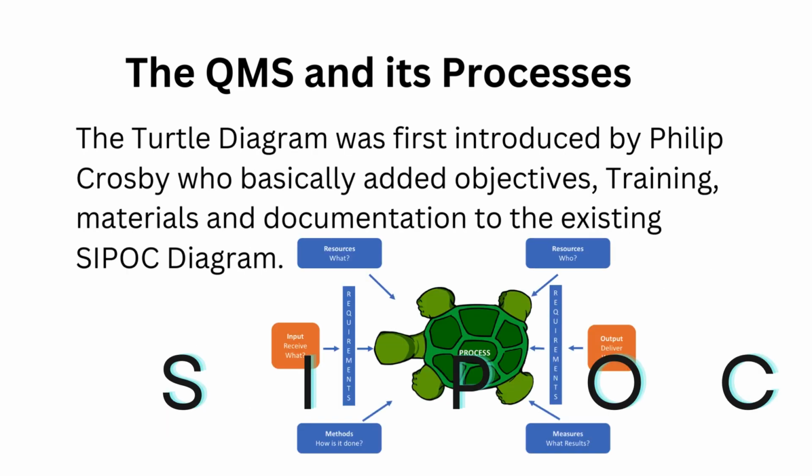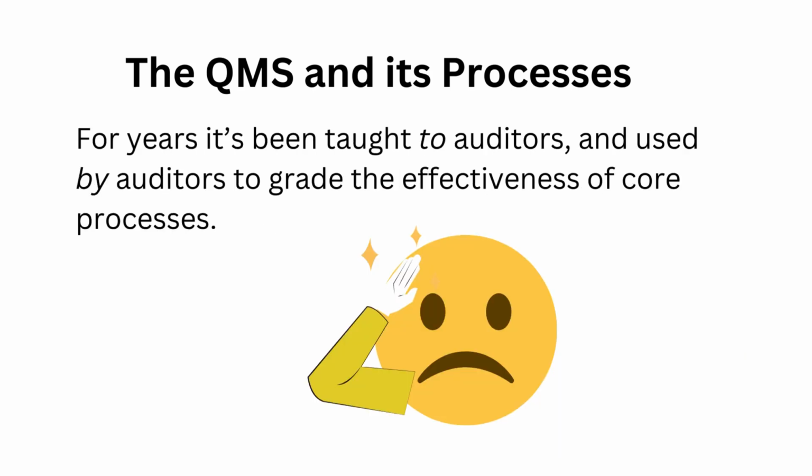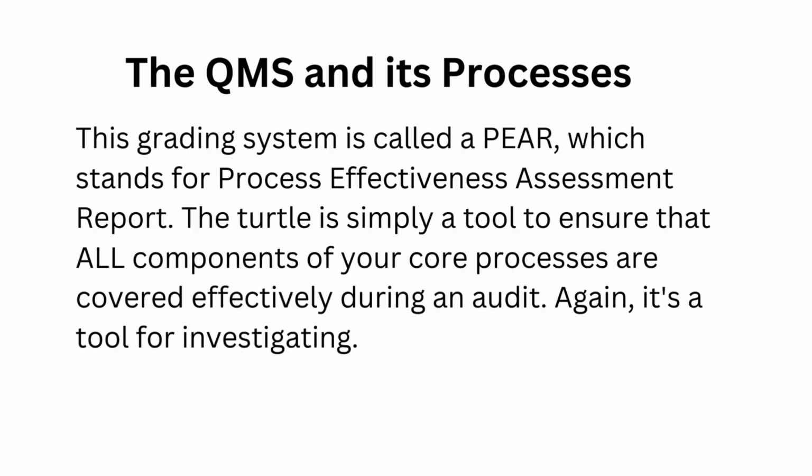The turtle diagram was first introduced by Philip Crosby, who basically added objectives, training, materials, and documentation to the existing SIPOC diagram. For years, it's been taught to auditors and used by auditors to grade the effectiveness of core processes. This grading system is called a PEAR, which stands for a Process Effectiveness Assessment Report. The turtle is simply a tool to ensure that all components of your core processes are covered effectively during an audit. Again, it's a tool for investigating.